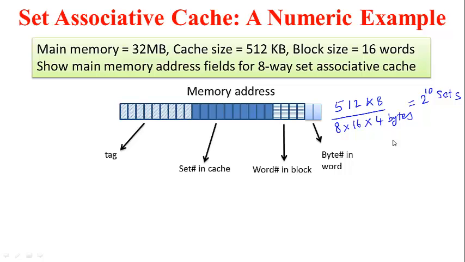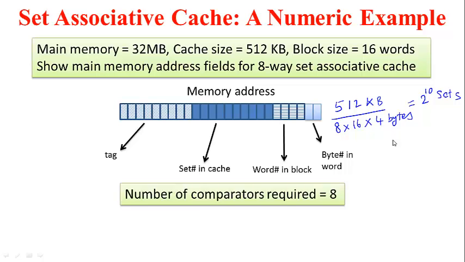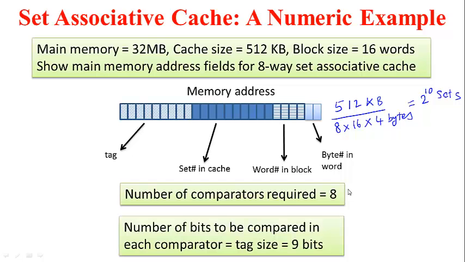Now can you tell, in this set associative cache scheme, how many parallel comparators are we going to require? The number of comparators required is nothing but the set size in terms of number of blocks. So we need 8 comparators in this case. And can you tell, for each of the parallel comparators, how many bits does it need to compare? Well, it needs to compare 9 bits, which is the same as the tag size.